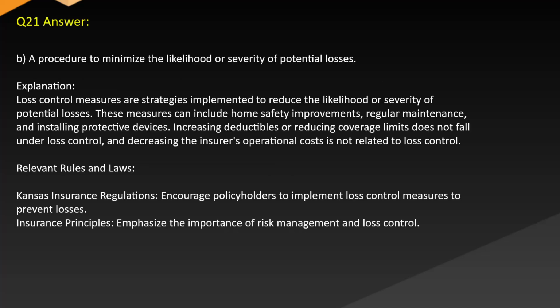Answer. B. A procedure to minimize the likelihood or severity of potential losses. Explanation. Loss control measures are strategies implemented to reduce the likelihood or severity of potential losses. These measures can include home safety improvements, regular maintenance, and installing protective devices. Increasing deductibles or reducing coverage limits does not fall under loss control, and decreasing the insurer's operational costs is not related to loss control. Relevant rules and laws. Kansas insurance regulations encourage policyholders to implement loss control measures to prevent losses. Insurance principles emphasize the importance of risk management and loss control.